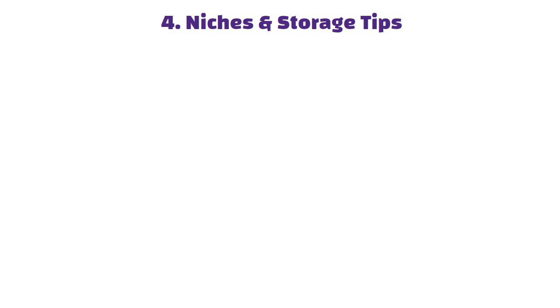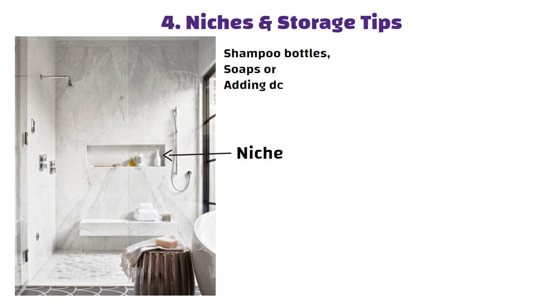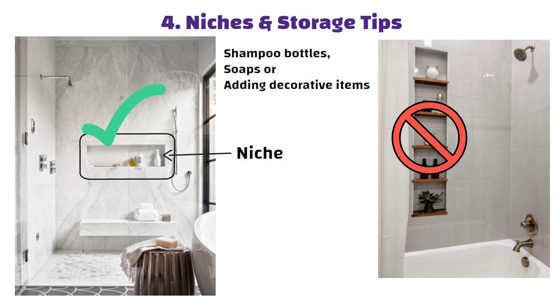Niches and storage tips. A niche is a small recessed space in the wall, perfect for storing shampoo bottles, soaps, or even for adding decorative items. Always make horizontal niches, not vertical ones. They look better and are more practical. Ideal height is up to 1 foot. That is enough for shampoo and other toiletries.